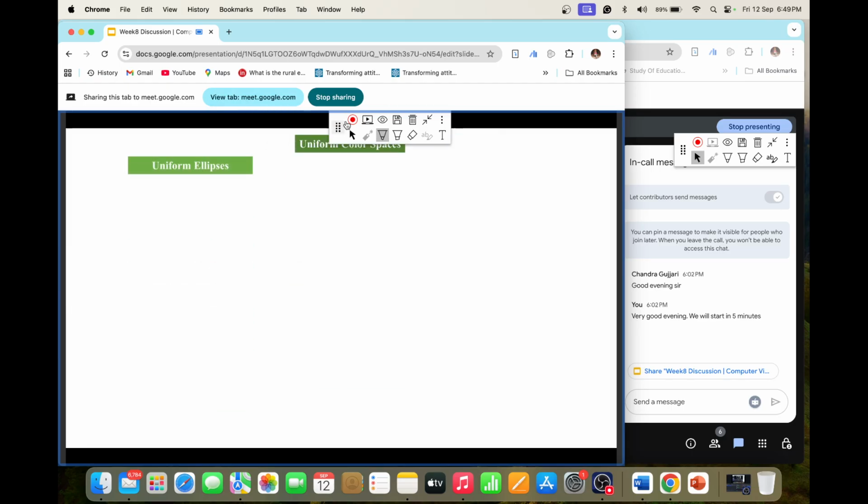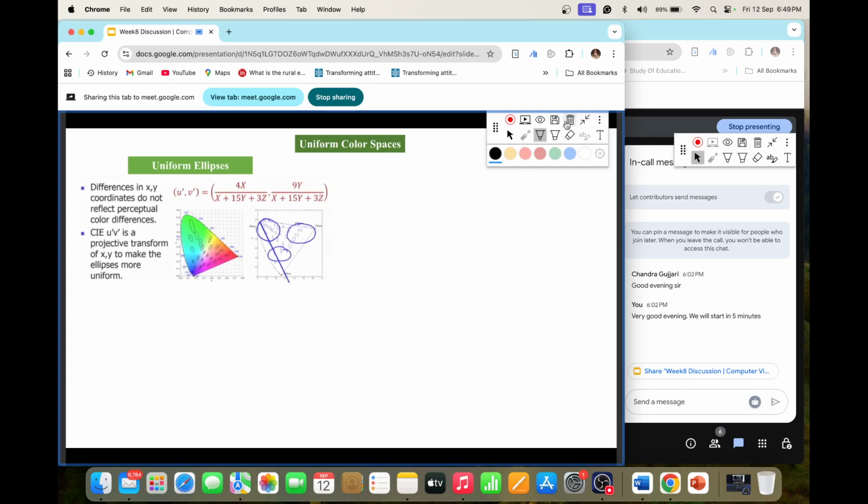So we have this concept called uniform color spaces. The color spaces that we are getting from XYZ are not uniform. Why is it not uniform? Because differences in the xy coordinates do not reflect perceptual color differences.